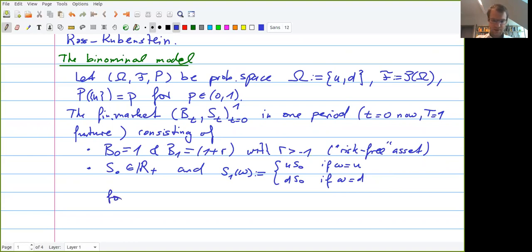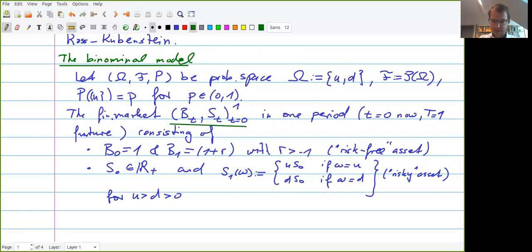Now we just need to specify u and d. They are strictly positive constants because we want the prices to stay positive. And so this here is our risky asset. This is exactly the language we have used before. So that's our model.